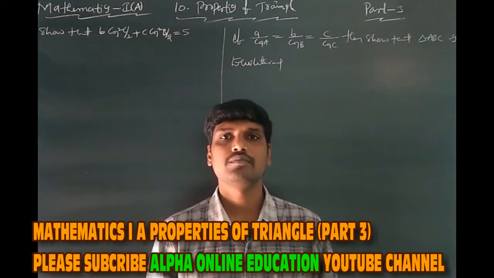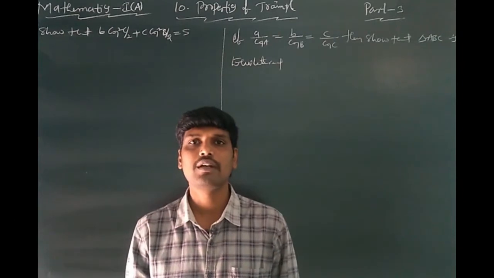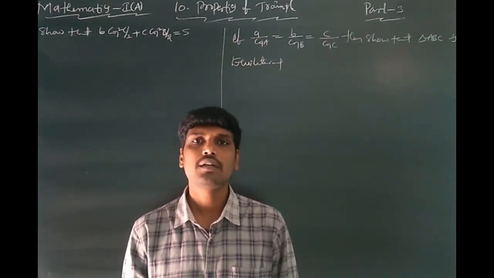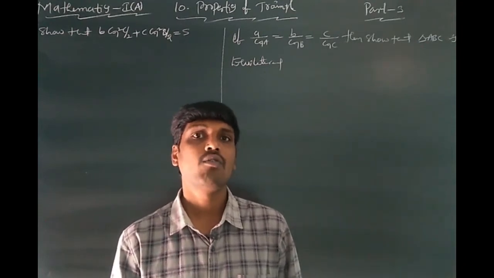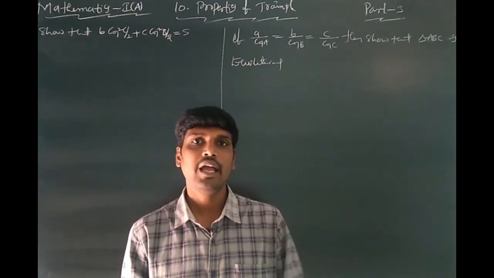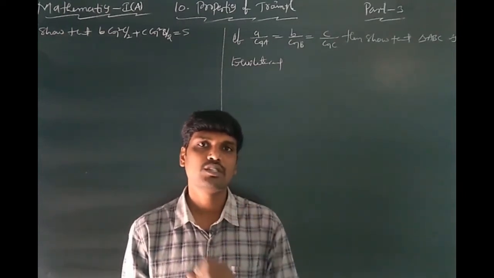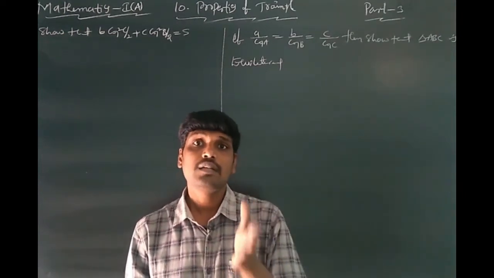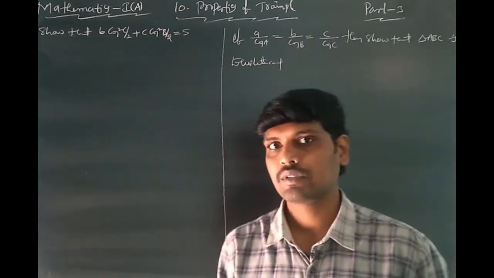10th chapter, Properties of Triangles. This chapter belongs to Mathematics 1A, Part 3. Last part completed. Some important 2 marks problems, 4 marks problems also be completed. In this chapter, coming to the only one 4 marks, one 7 marks, no 2 marks. That is nothing but 2 marks, you can write one 4 marks question.